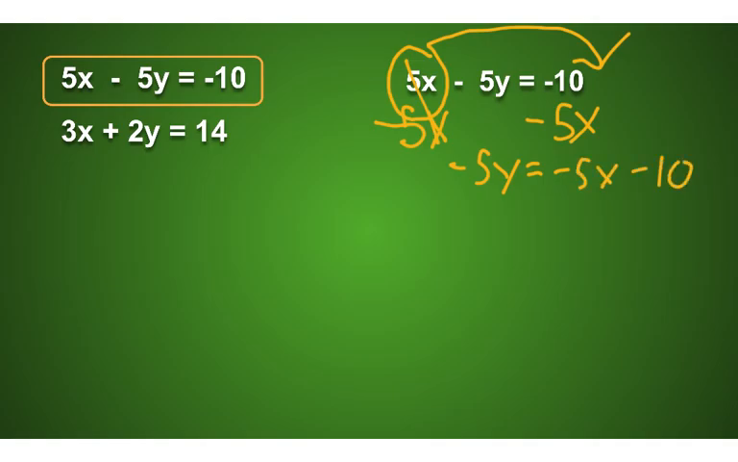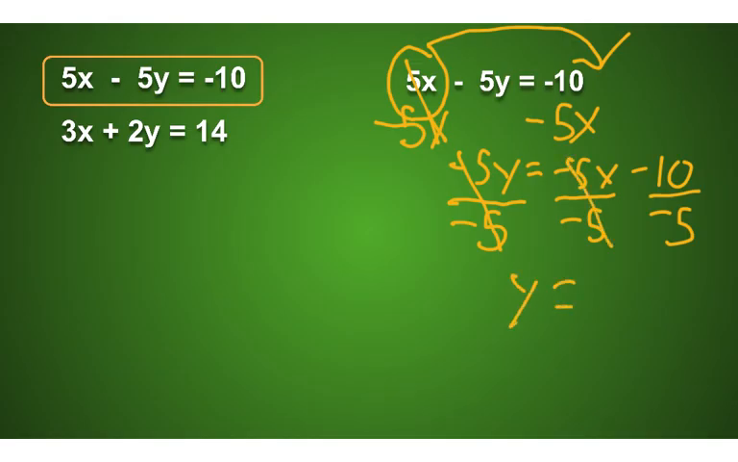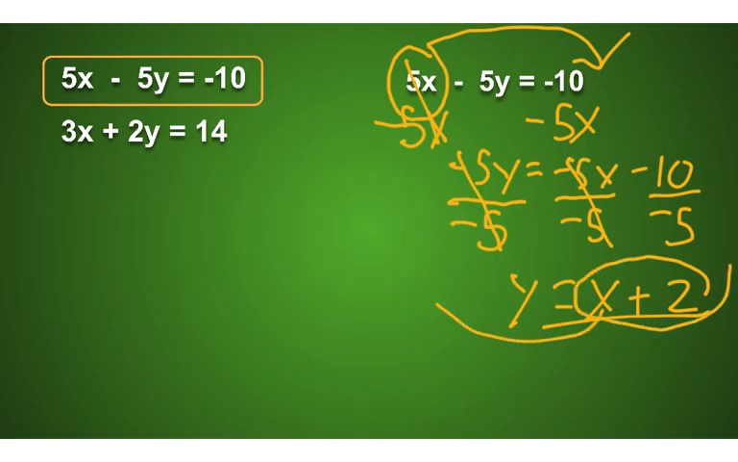The last thing you want to do is get the y by itself. In order to do that, you're going to have to divide by negative 5. If you do something on one side, you're going to have to do it to the entire other side. So each term is going to be divided by negative 5. So you're left with y equals x plus 2.